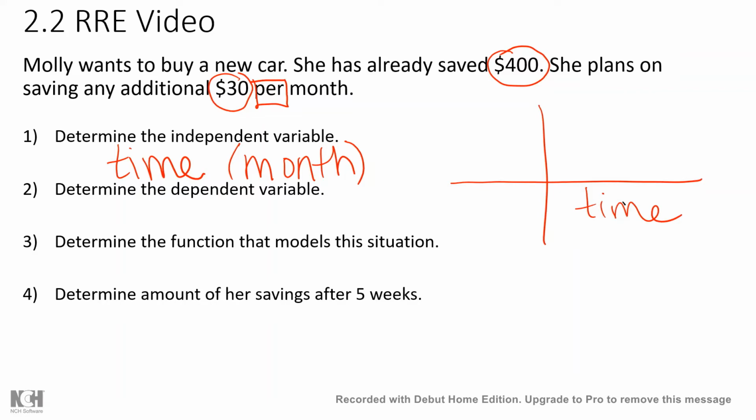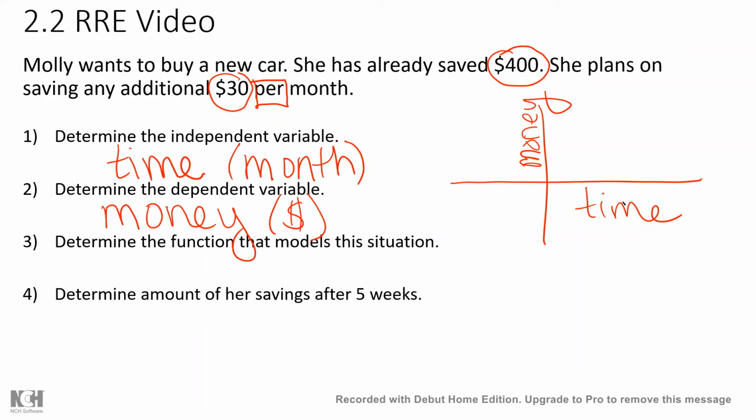Question number 2 says to determine the dependent variable. This is the thing that's depending on the independent. So what is the thing that depends on the amount of time that she's been saving? And that's going to be money, or her amount saved. And we're going to measure that in dollars. I'm going to just write that on my y-axis right there.